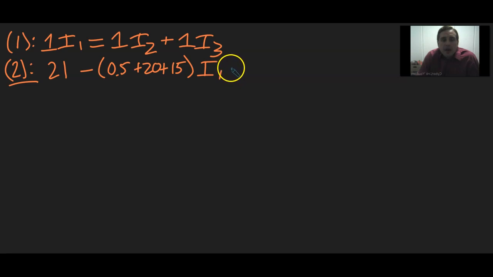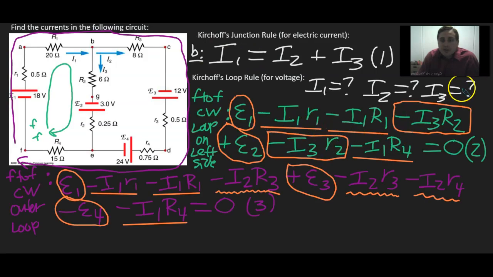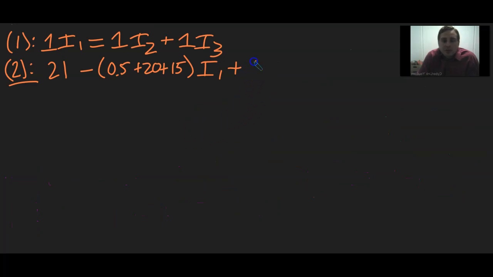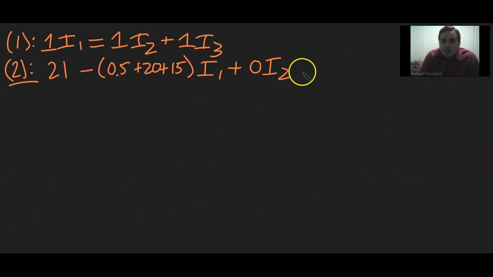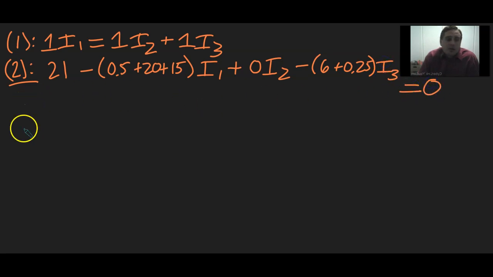Then we should also have a plus, I think, 0 I2, because there's no current 2 in this equation. Plus 0 I2. And then for current 3, that's these two terms, capital R2 and lowercase r2. So that's 6 plus 0.25. And again, they both have minuses. Minus 6 plus 0.25 times I3. And again, that should equal 0. Okay, how about equation 3?